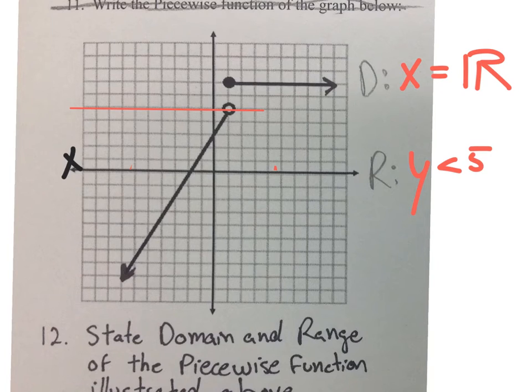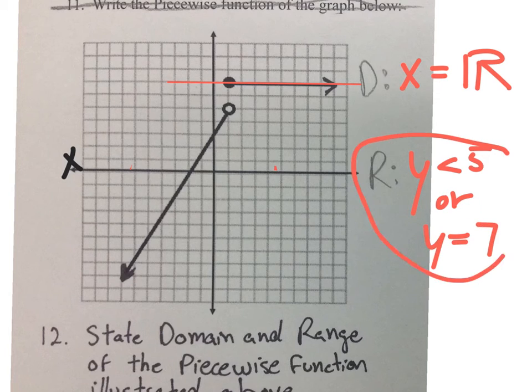Now, what about this guy up here? Well, that's another y value altogether. What is that y value up here? 7. It's just 7. So you would also have to throw this in. Y is less than 5, and you can use the word or. Y is equal to 7. But that's your entire range value right there. Y is less than 5 or y is equal to 7.